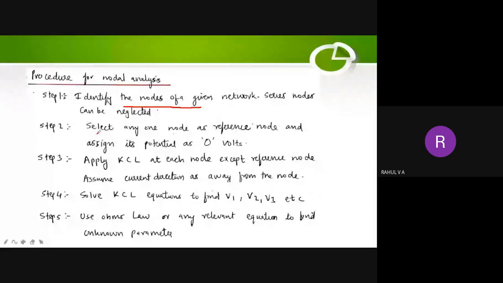Select any one node as a reference node and assign its potential as 0 volt. Okay, suppose if you have 3 nodes in that circuit, one of the nodes you make it a reference node.